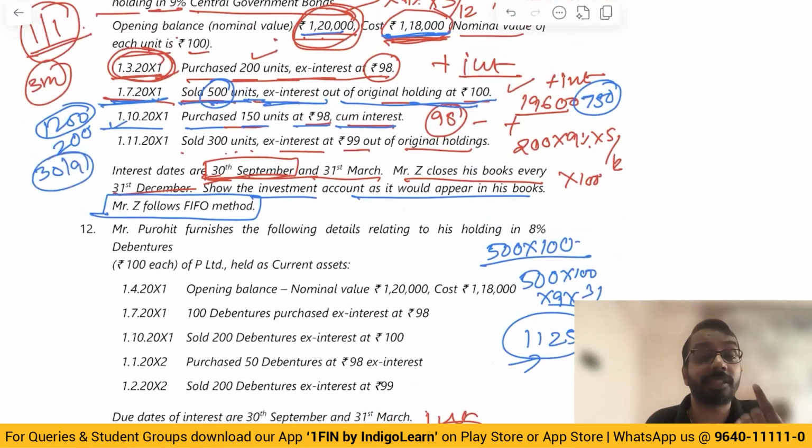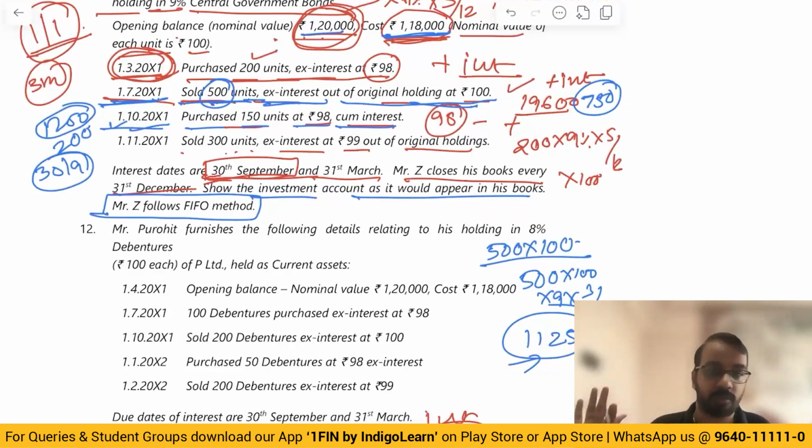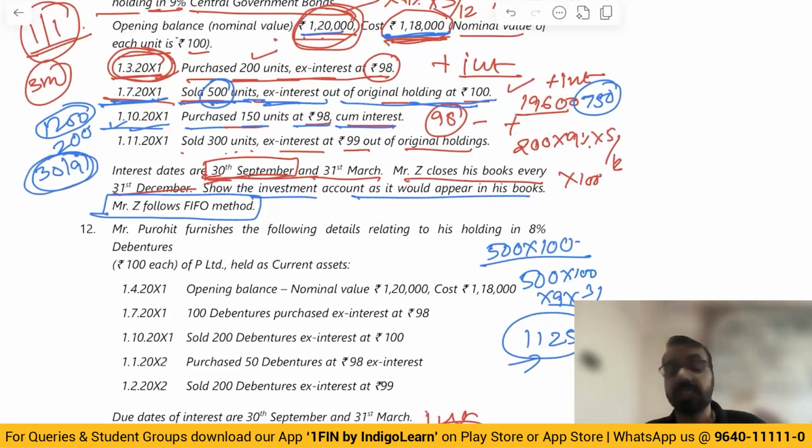Sir, there is accrued interest of 1 day. No, sir. See, technically, if you have purchased on 1st of October, you will start getting interest from 1st of October. So the last interest paid date is 30th of September. The next day, if you have purchased, you will not pay anything or consider anything towards interest. The entire 98 is your cost.